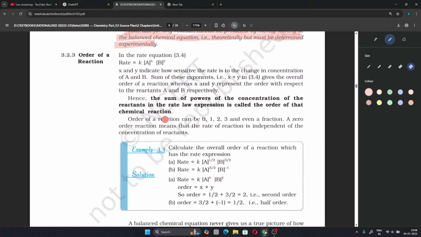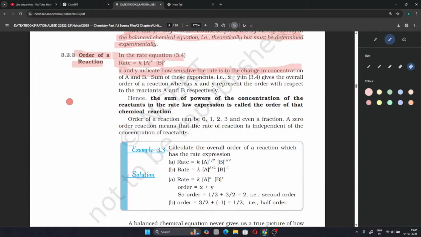Next topic is the order of a reaction. In the rate equation 3.4, rate equals k[A]^x[B]^y. x and y indicate how sensitive the rate is to the change in concentration, meaning how much the concentration affects the rate of the reaction. If the x and y value is really high, we can say that for a slight change in concentration, the rate of the reaction will have an exponential change, or we can say a very large change or an enormous change.